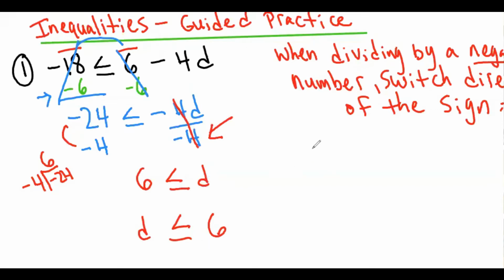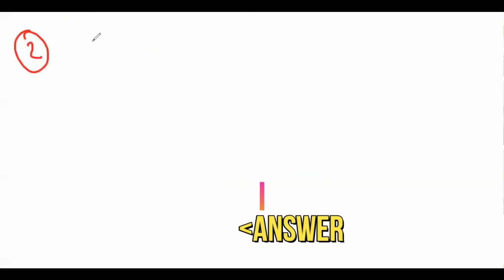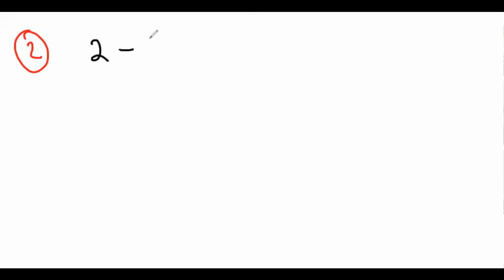Okay. 2 minus 3y is less than negative 22. In this situation, we have like terms. What are our like terms, class? You got them. 2 and 22. Okay, that didn't sound too bad. Okay, now which one are we going to move? The 2 or the negative 22?